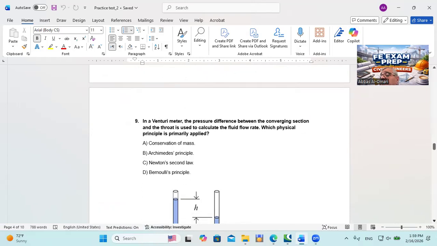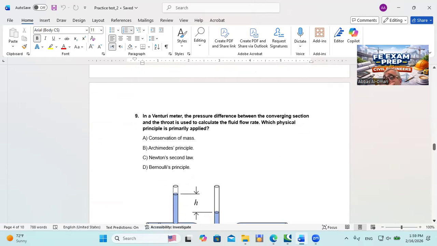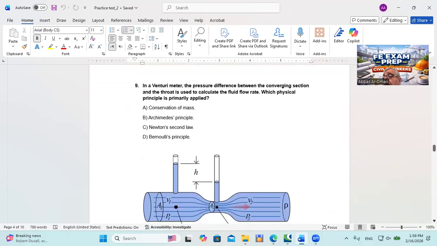The next question: in a venturi meter, the pressure difference between the converging section and the throat is used to calculate the fluid flow rate. Which physical principle is primarily applied? Now, this is a venturi meter. The venturi meter is used to determine the flow velocity, and to determine the flow velocity, we apply the Bernoulli equation.